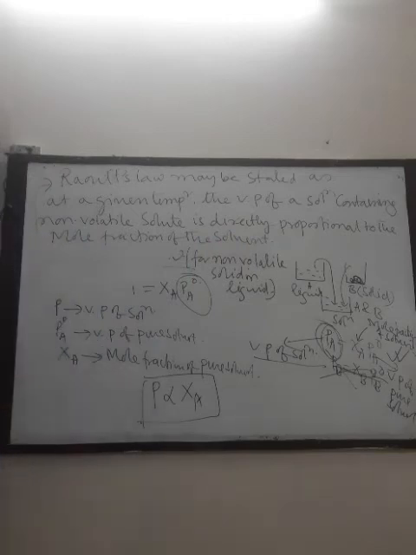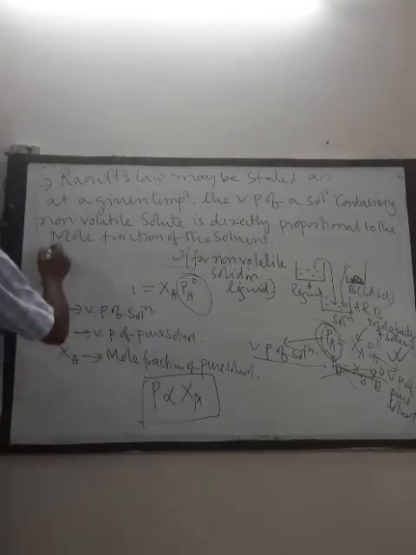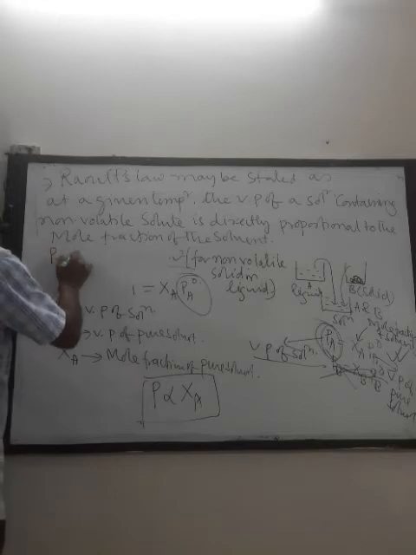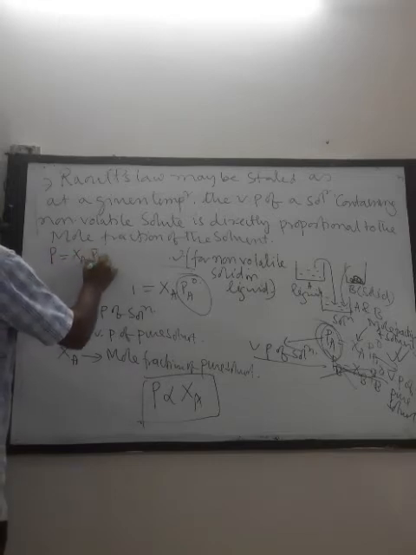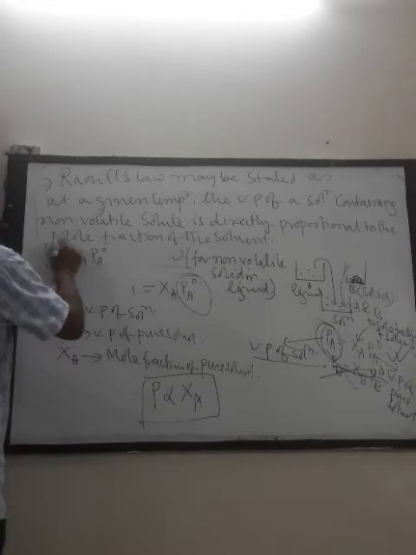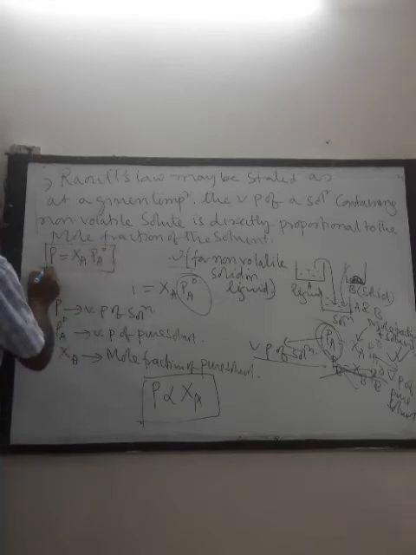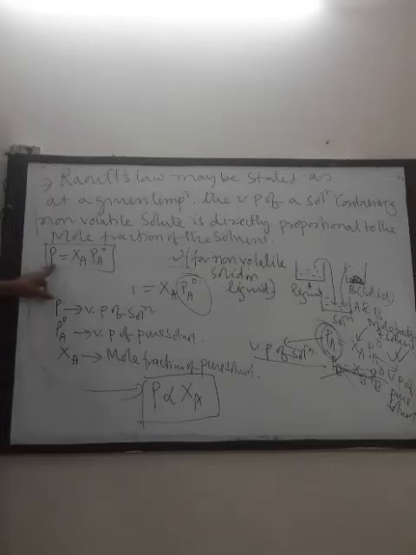So this is another form of Raoult's law. The mathematical expression is P equal to XA P naught. This is our mathematical relation which is obtained from this one. P is the vapor pressure of the solution, P naught is the vapor pressure of the pure solvent, and XA represents the mole fraction of the solvent.